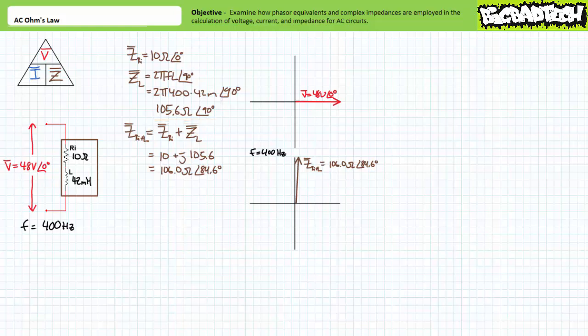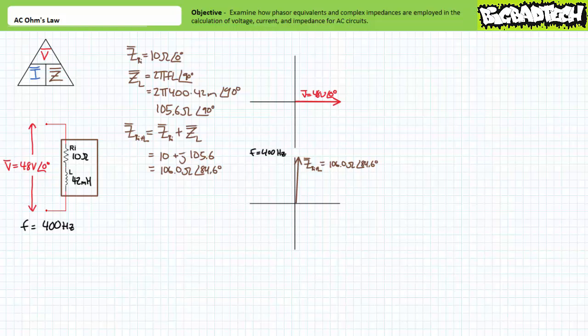Adding these two series impedances together, we find our non-ideal inductor has an impedance of roughly 106.0 ohms at an angle of positive 84.6 degrees. Given positive 84.6 degrees is still close to 90 degrees, it's still primarily inductive. However, the slight tilt towards the real axis indicates there's a small resistive portion we need to consider.